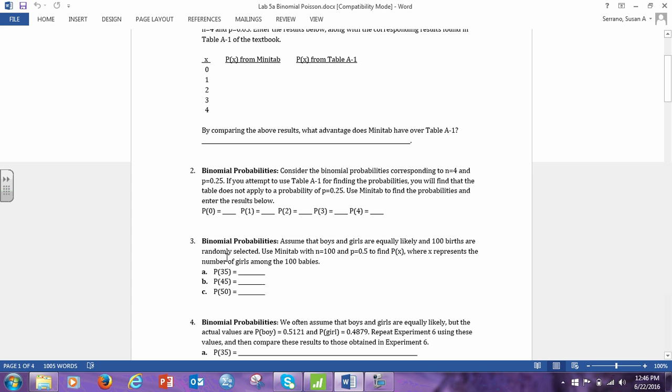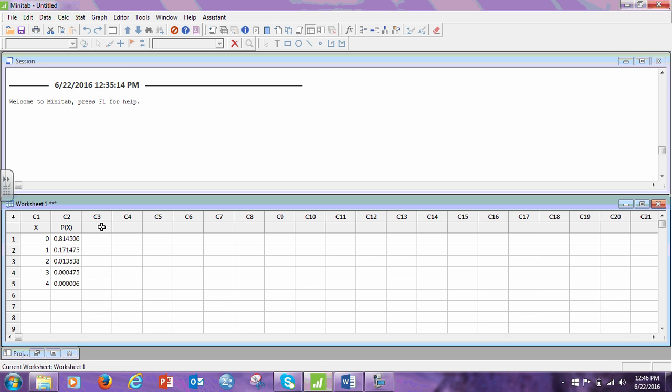Now, to do these, let's look at problem 3. If n is 100 and p is 0.5, let's find the probability that X is 35, 45, or 50. So my values for X3 are 35, 45, and 50, and I'm going to call this column P of X3.